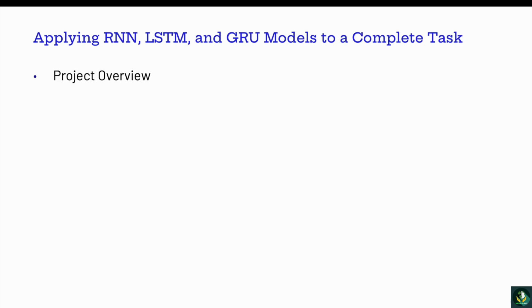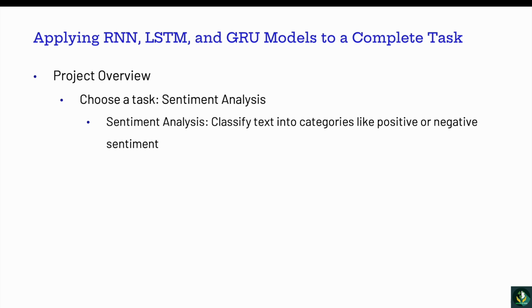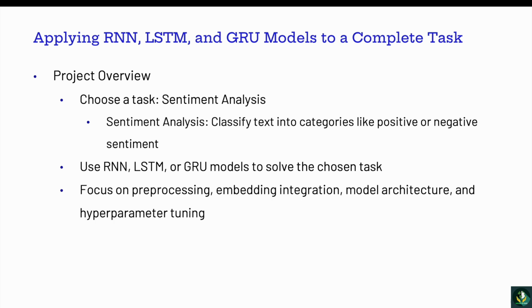For the project overview, we'll choose a task, which is sentiment analysis. Another option was text generation, which we kept for later. Inside sentiment analysis, we'll classify text into categories like positive or negative sentiment. Next, we're going to use RNN, LSTM, and GRU models to solve the chosen task. So we're going to use all of them for this particular project. We'll focus on preprocessing, embedding integration, model architecture, and hyperparameter tuning.